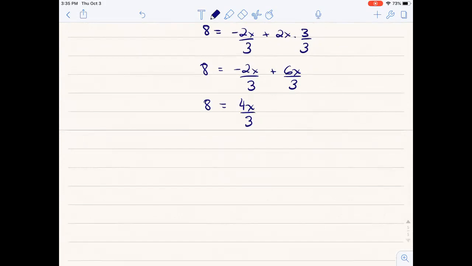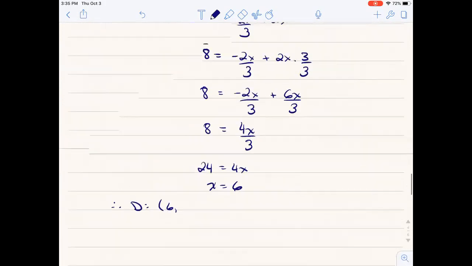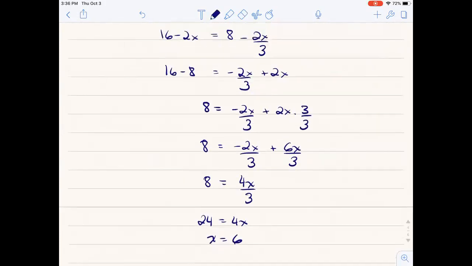Now we can start solving for x, right? And so 8 times 3 is 24, which is 4x. So x must be 6. Therefore, D is the point 6. Oh, I don't know what y is, so I can't do that quite yet. Sorry, I forgot. I have to substitute it back in. But I know that x must be 6 at that point.